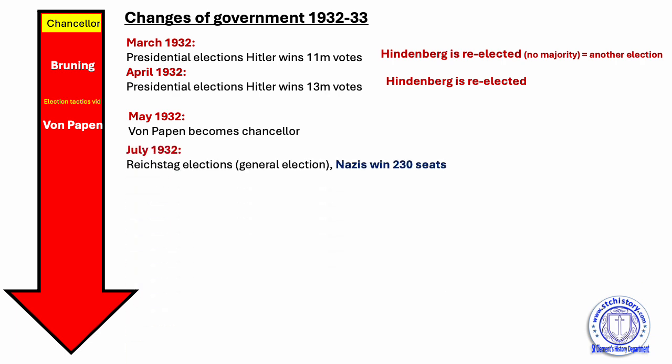July 1932, we have another election, this time for the Reichstag, the general election, and this is where the Nazis get their 230 seats. So although Hitler doesn't quite get enough to be the president, now in this election in July, he's got enough to say to Hindenburg, okay, make me Chancellor now, because we are clearly the biggest party, and isn't that what democracy is?